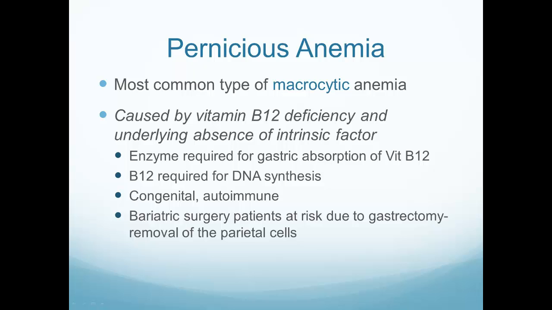It can be an autoimmune disease, can be congenital. In an autoimmune situation, that means the body is attacking the ability to make B12 and to be able to use B12 to make our red blood cells. Bariatric patients may be at risk because of gastrectomy and removal of the parietal cells.